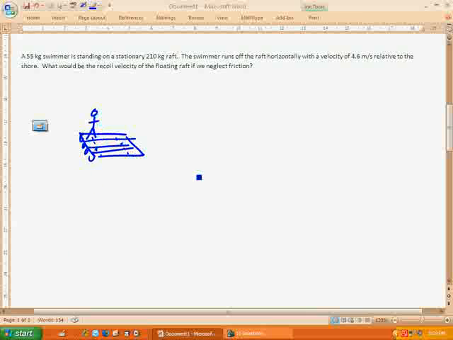And so my system is going to be the swimmer and the raft. So I've got the mass of the swimmer times the velocity of the swimmer plus the mass of the raft times the velocity of the raft. Okay, that's my starting conditions. And then I'm going to have my final conditions over here, in which I'll have again the mass of the swimmer final times the velocity of the swimmer final plus the mass of the raft final times the velocity of the raft final.